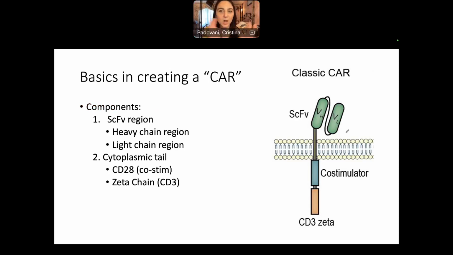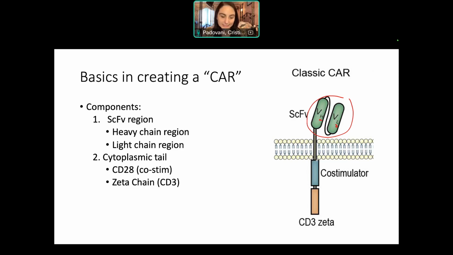To make a classic chimeric antigen receptor, you need the scFv region. I forget what this stands for, something like single-chain variable fragment. Doesn't matter. This is the part that recognizes the antigen, like the Fab portion. It's made up of a heavy chain region and a light chain region. Then it spans the cytoplasm of the T cell.